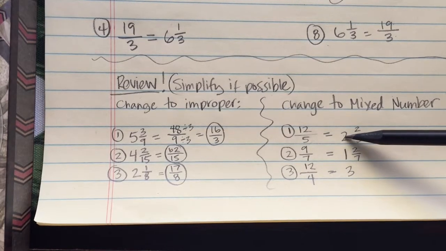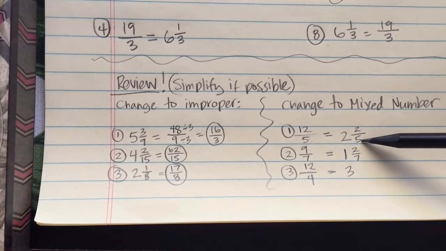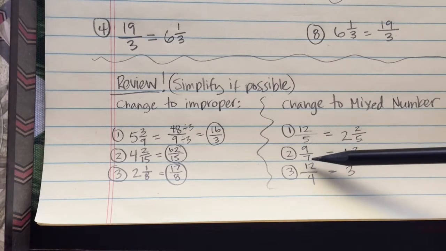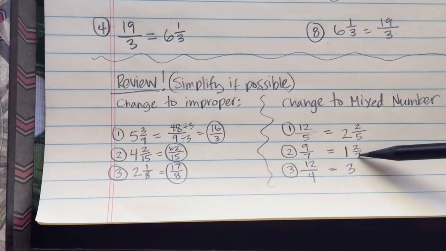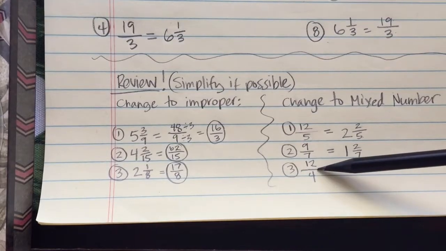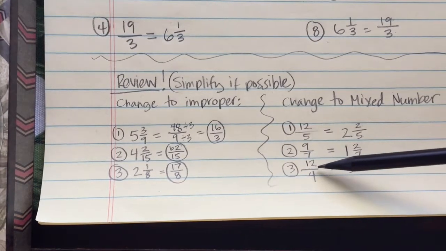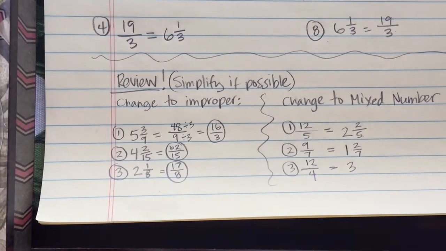5 can go into 12 2 times, that's 10. So there's 2 left over. Denominator stays the same. For 9/7, 7 can go into 9 1 time, that's 7. So there's a difference of 2, and the denominator stays the same. And this one, 12/4. Well, remember, this bar just means division, so 4 can go into 12 3 times. There's nothing left over, so it's just the whole number of 3. All right, let's go into adding and subtracting mixed numbers.